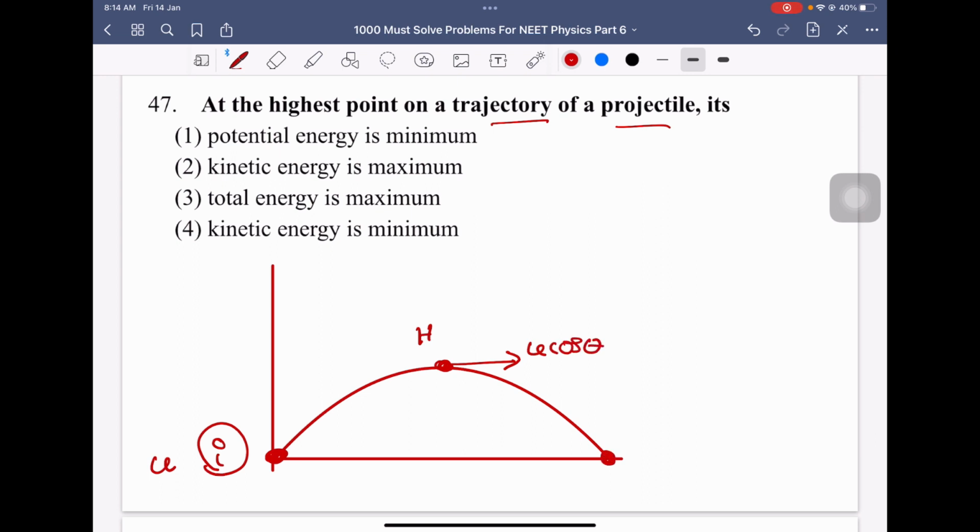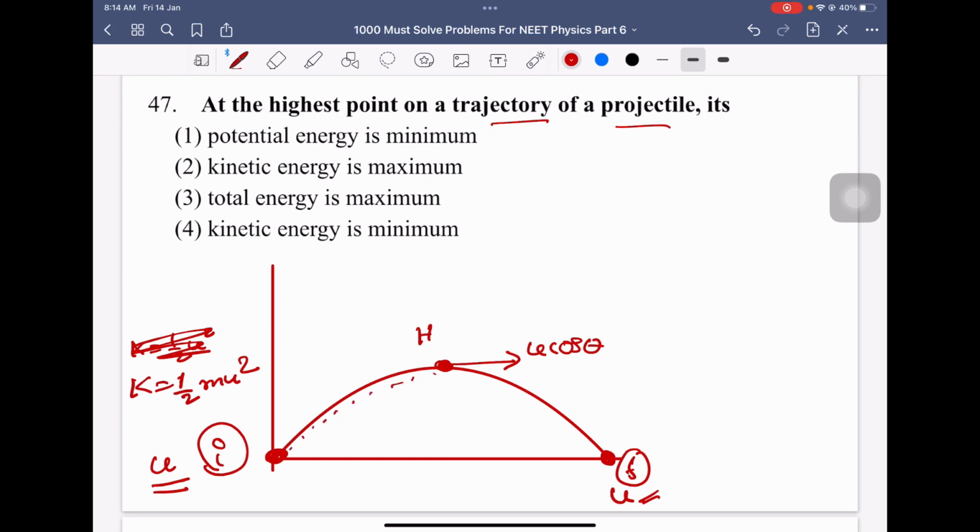Here the direction of velocity changes, but the speed is the same. Even at the final point, speed is u itself. Since kinetic energy is half m u square, at the initial point and final point, kinetic energy is same. Then at the highest point, kinetic energy is little lesser than that, meaning some amount of kinetic energy has converted into potential energy.